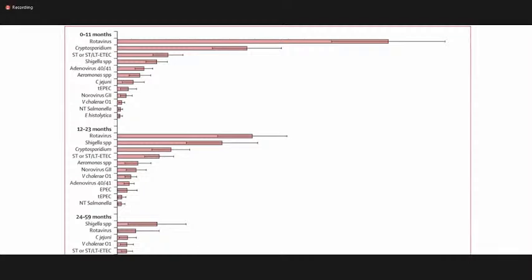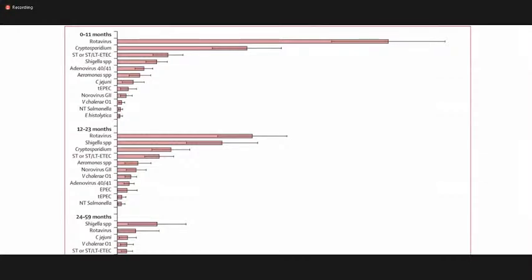Then in the next age group, from 12 months to 23 months, rotavirus still remains the most common cause, and Cryptosporidium is still there, but Shigella species seems to be also quite common in that age group. Then if you look at the older children, between 2 years and 5 years of age, rotavirus is not that much of a significant cause. Shigella now is the most common cause. But the numbers are also much lower after the age of 2 years.